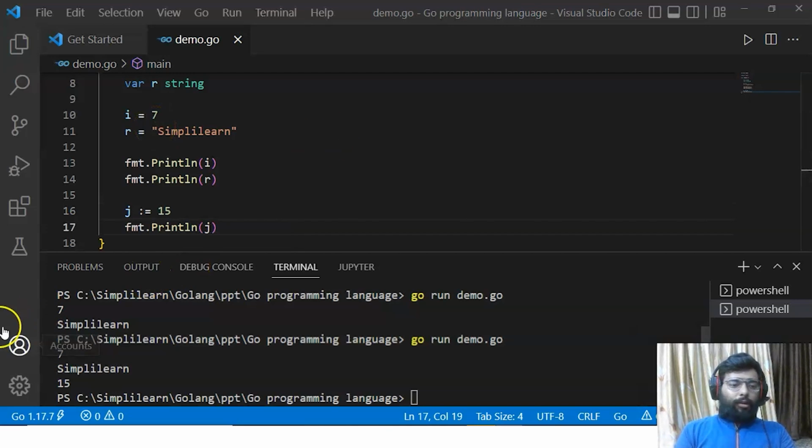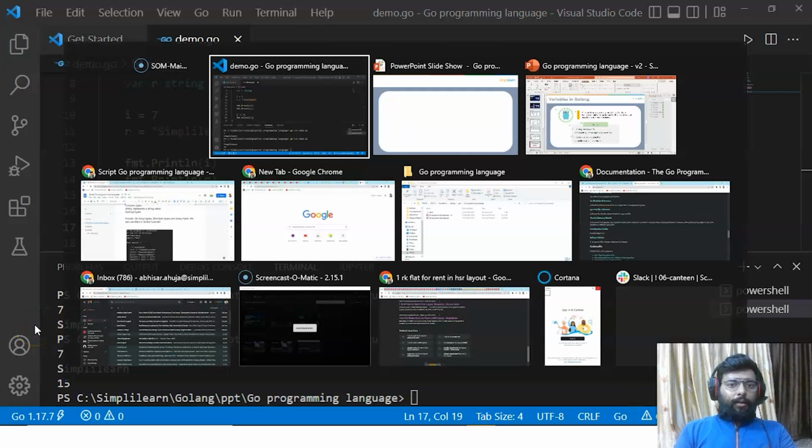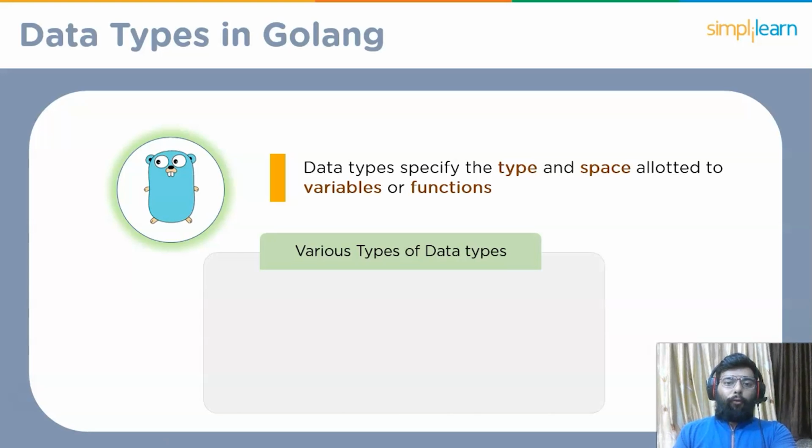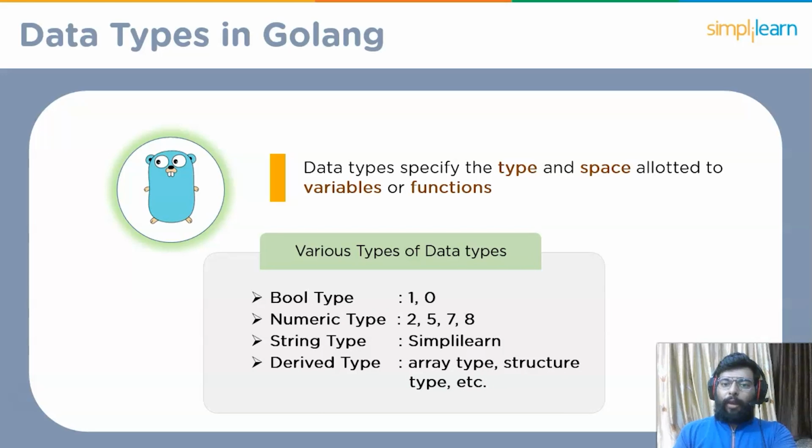Now we'll move to the next topic, that is data types in Golang. Data types specify the type and space allotted to variables or functions. Mainly, there are 4 categories of data types in Golang, that is Boolean type, numeric type, string type, and derived type. Boolean type represents a Boolean value, that is either true or false, and is represented by 1 or 0.